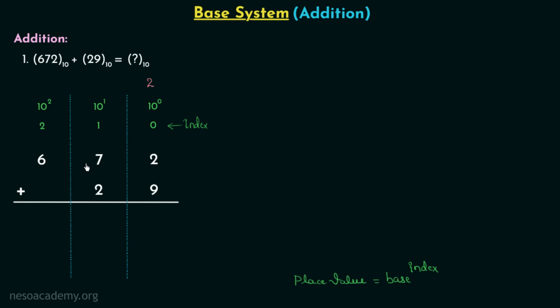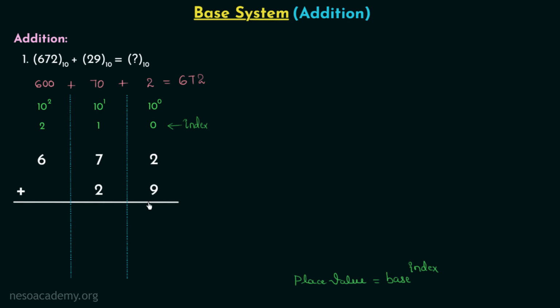And the contribution by digit 7 will be 7 multiplied to 10 raised to power 1, and this will give us 70. Similarly, we will find out the contribution by digit 6. It will be 6 multiplied to 10 raised to power 2, which will give us 600. Now, all these contributions by different digits will be added. 600 plus 70 plus 2 will be equal to 672. Following the same way, we will have 20 plus 9 equal to 29 for the second number.